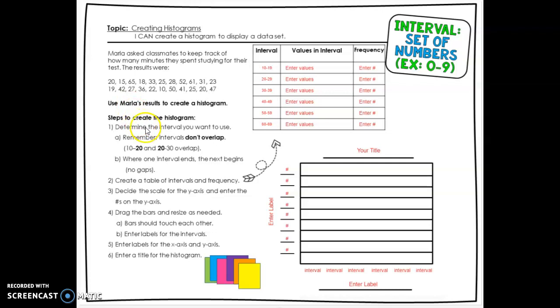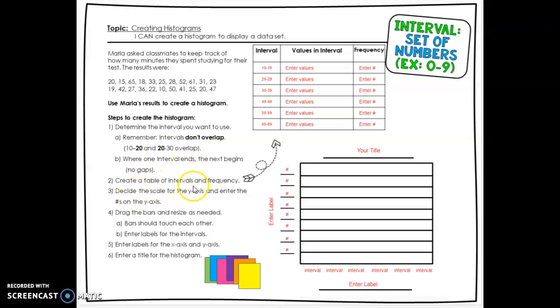So, step one is we're going to determine the interval you want to use, and it's really important that they don't overlap. So 10 to 20 and then 20 to 30, those overlap. So this would need to be 10 to 20 and then 21 to whatever other number.